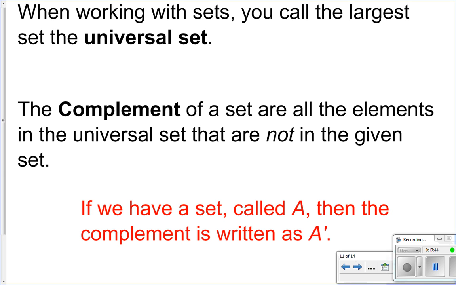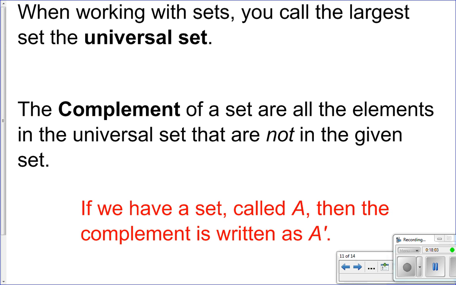I'm working with sets. You call the largest set the universal set. So that's the set of everything that you're talking about. And then the complement of a set are all the elements in the universal set that are not in the given set. It's a little confusing, and I'll show you what that means.